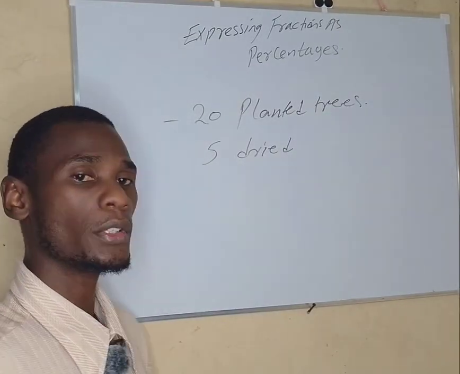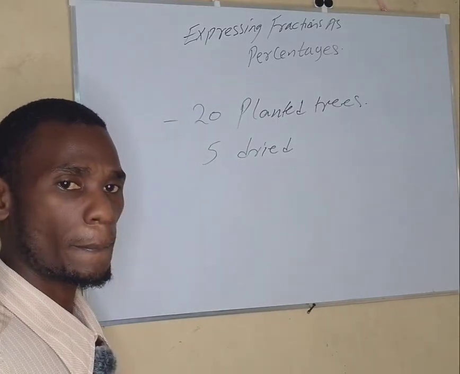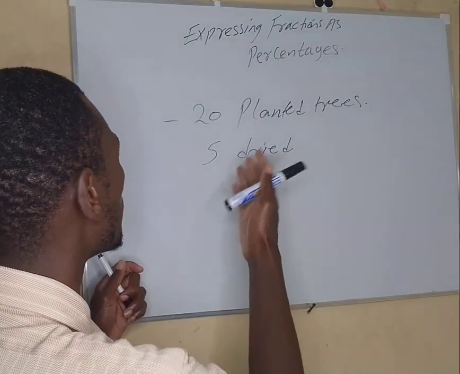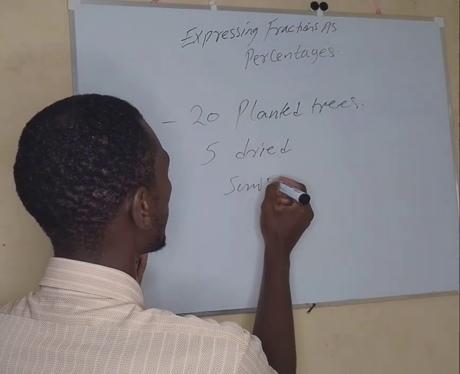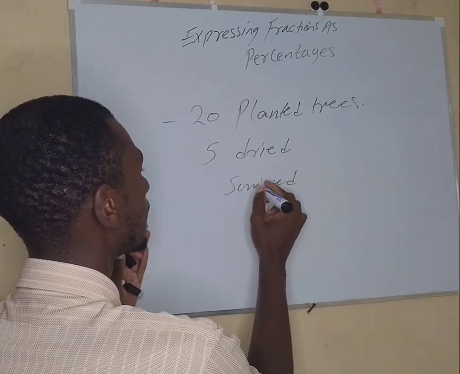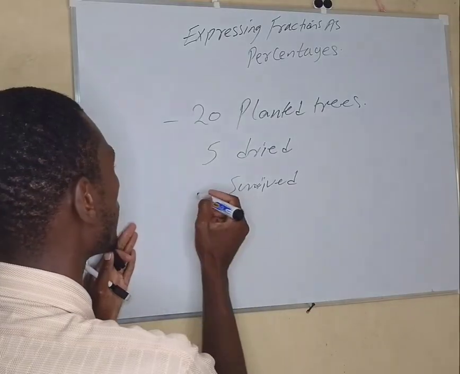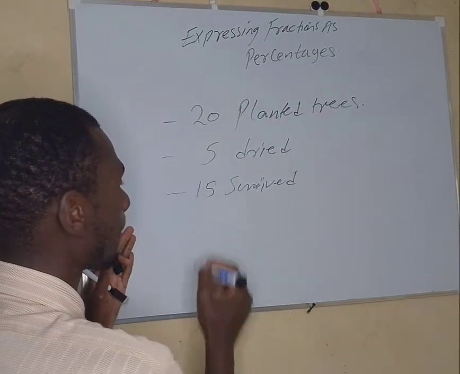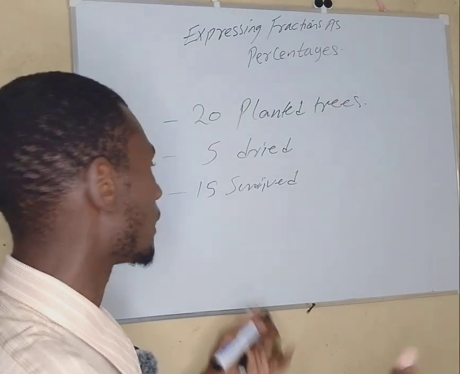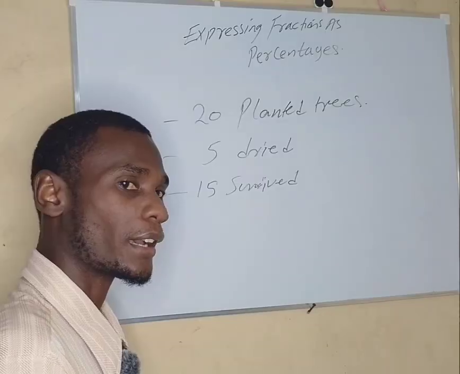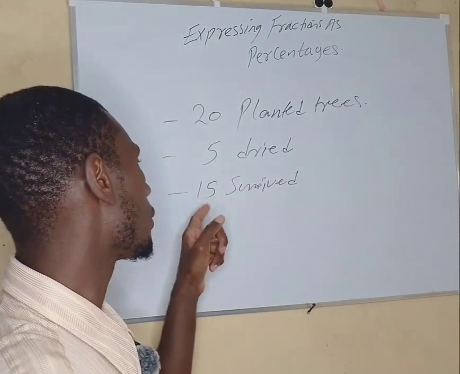Even just like a mathematician, somebody who's interested in mathematics, even before you continue with that statement, you know that those trees that survived, survived because if you plant some trees, then others dried up. There are those that survived. So in this case, those that survived were 15. There are 15 trees that did not dry up. So you have 2 parts here: the trees that dried and those that survived, giving you a total of 20.